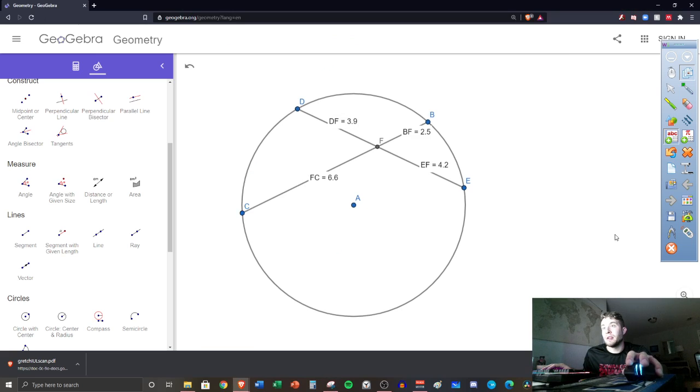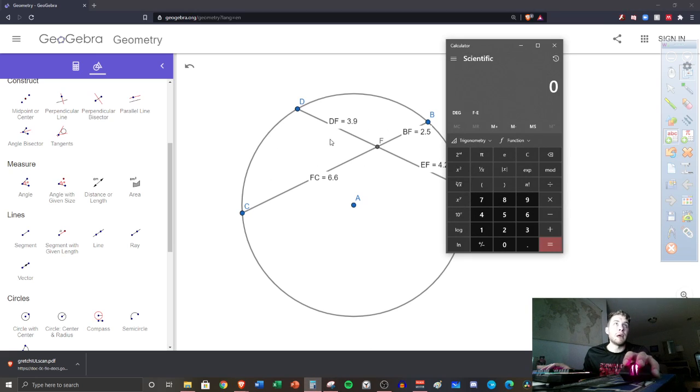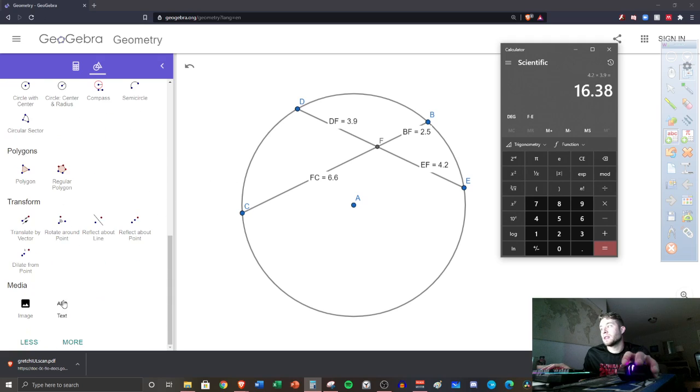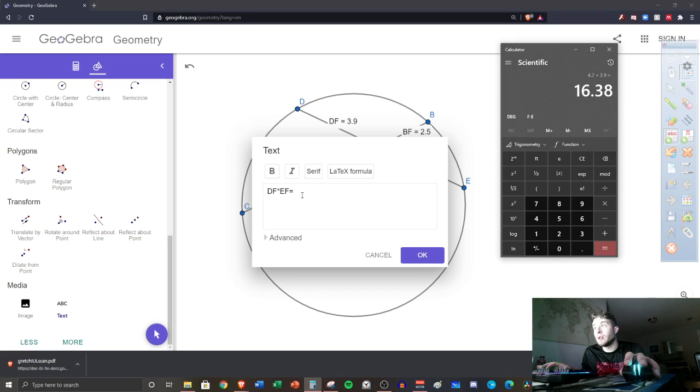All right? So I'm going to show that. Hopefully I can show that with a calculator. It's going to be close. These lengths are rounded, by the way, so it might be slightly off. But in general, this rule is going to be true for these chords. 4.2 times 3.9. So that's 16.38. So let me actually write that in here. We're going to say DF times EF equals, we got 16.38.